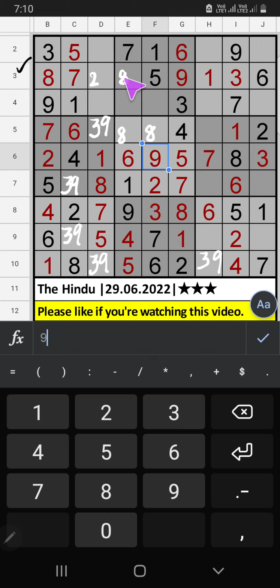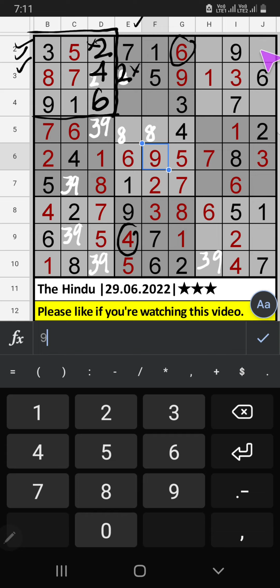3rd row, 2 numbers are remaining, 2 and 4. Column E, we already have 4. So 4 can't come in the cell. 4 is confirmed here. Then 2 is here. 1st grid, 2 numbers are remaining, 2 and 6. 2nd row, we already have 6. So 6 can't come in the cell. 6 is confirmed here. Then 2 is here. 2nd row, 2 numbers are remaining, 4 and 8. It will come in one of the 2 cells. We will confirm later.